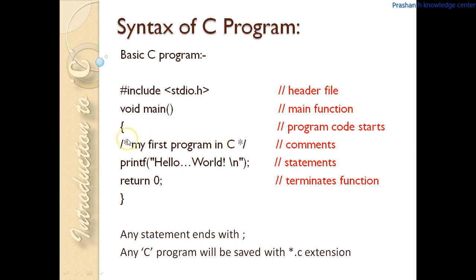Means first we will write a slash and then star, then we can write multiple lines of comments, and then for ending the comment again we have to close this. We have to type star and then slash. Means between these two slash and stars, whatever we write will be treated as a comment. Then we are going to the statements.